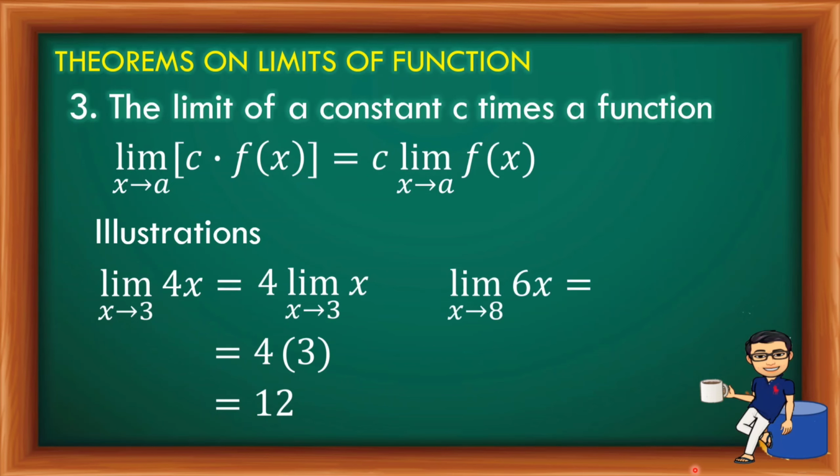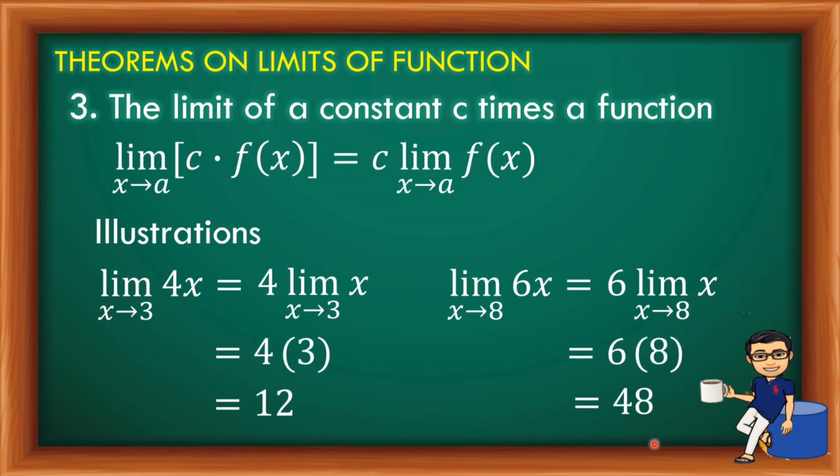Let's have another one. Limit of 6x as x approaches 8. So the constant is 6. The function that we are talking about is x. So constant times the limit of x as x approaches 8. Then what will happen is we are about to copy 6 and substitute the approaching value, which is 8, and 6 times 8 will be 48.